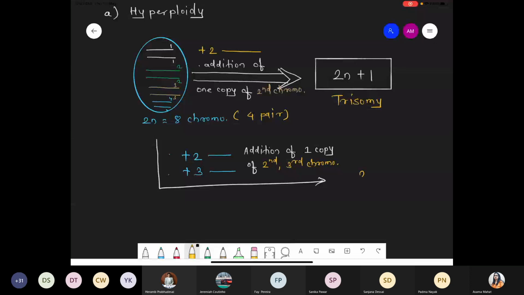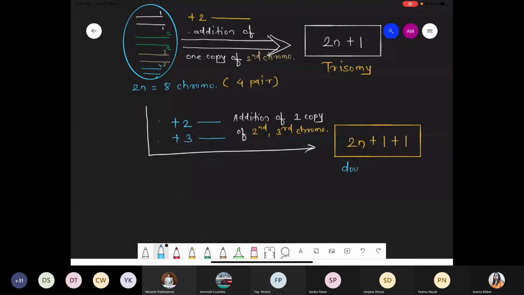The organism was already diploid, plus there is addition of one copy of the second chromosome, plus there is addition of one copy of the third chromosome. So it will be represented like 2n plus 1 plus 1. Why are we not writing 2? Because two different copies get added. One was added from the second chromosome and this other copy was added from the third chromosome. That's why we represent it like 2n plus 1 plus 1. Such a condition is called double trisomy.